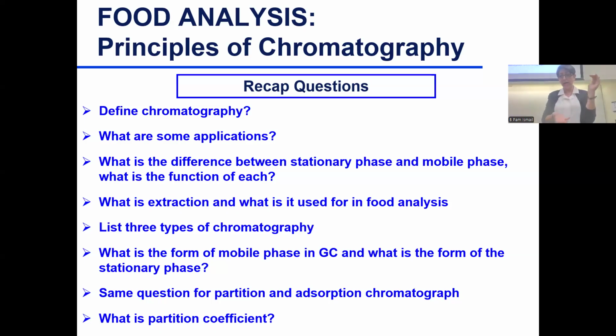So the components will separate based on how much they like interacting with the stationary phase. The more they like interacting with the stationary phase, the slower they're going to be in leaving. The less they like to interact with the stationary phase, the more they will be in the mobile phase, and the faster they're going to move down the column and leave. So the mobile phase carries the components. The stationary phase is there to interact with the components. One is driving mobility and one is driving interactions. Okay.